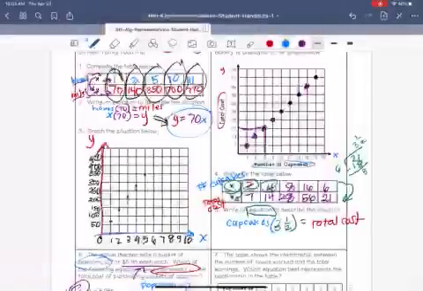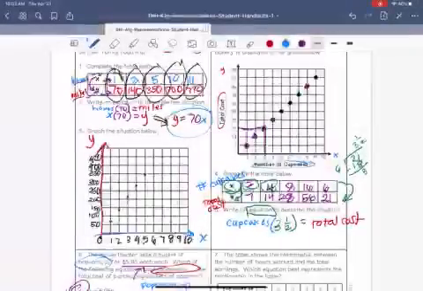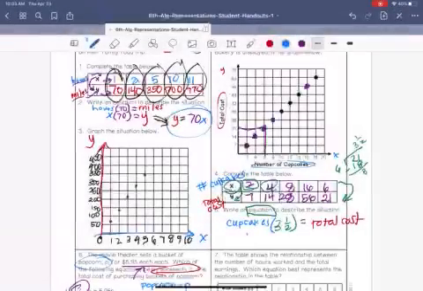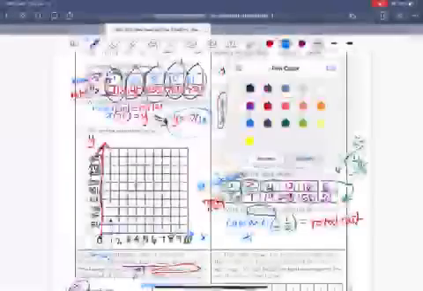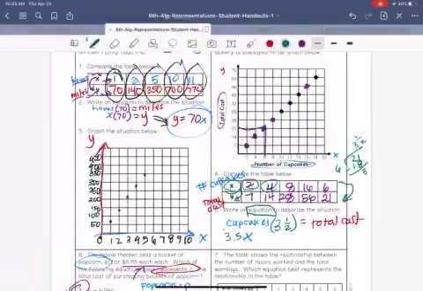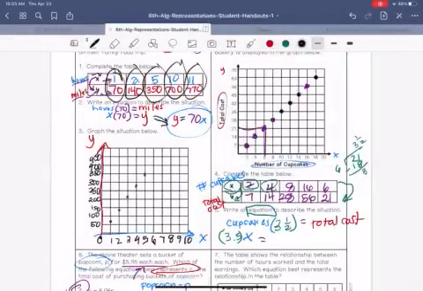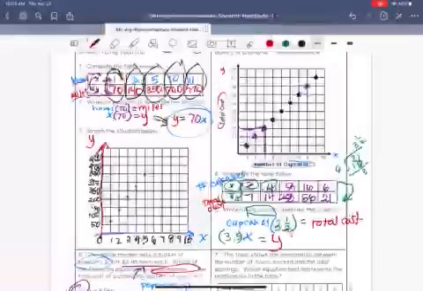Now all we need to do is replace the word descriptions with actual variables as one letter, and we'll be good to go. So cupcakes are representing our x. We always put a coefficient first, so we're going to do our 3.5 as a coefficient times x equals y, and we're done.